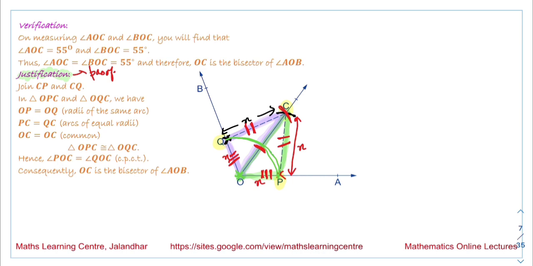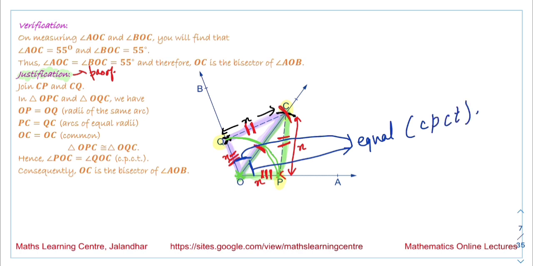So we get that both these triangles are congruent to each other, and what we get from this is that angle POC and angle QOC, if these two triangles are congruent to each other, then both these angles are equal by CPCT. So it means that this is the bisector of angle AOB.